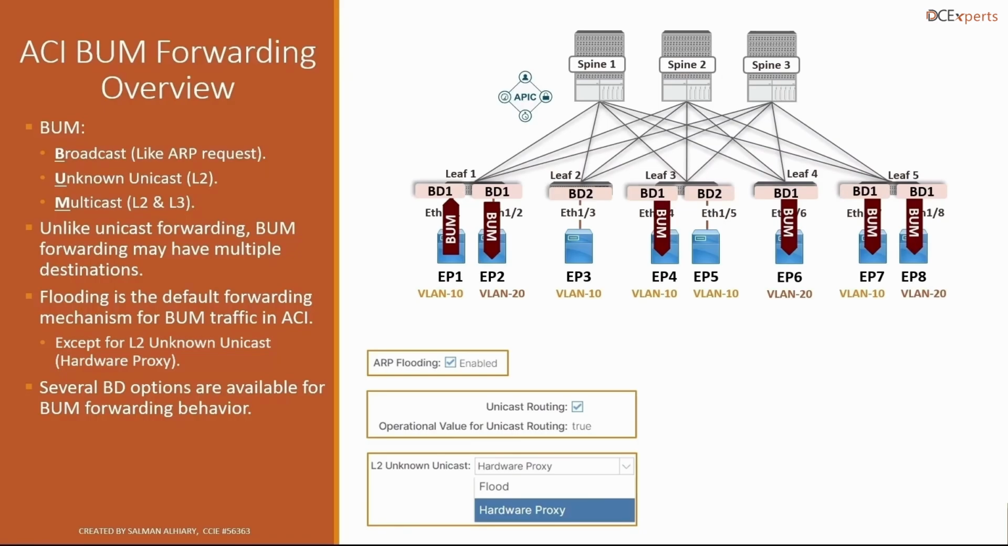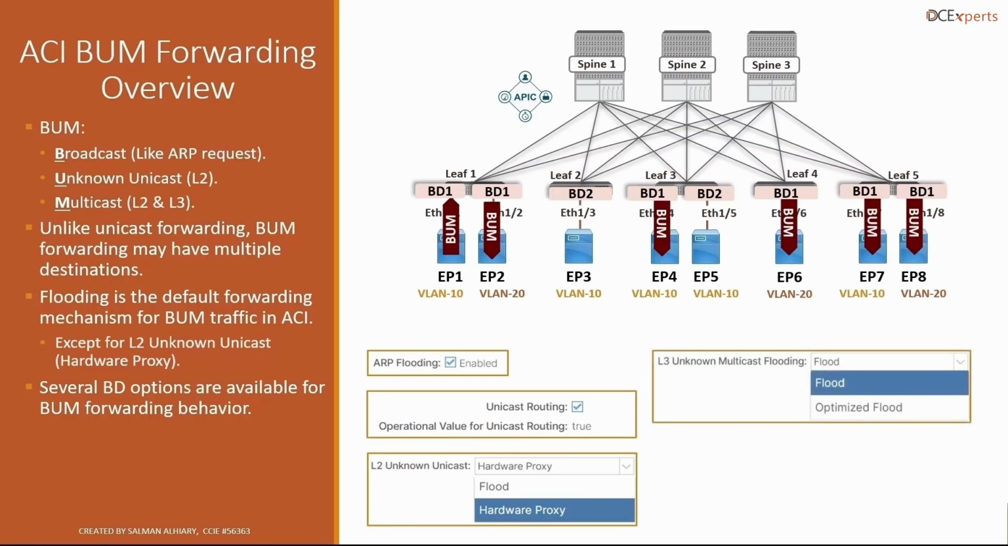Also, we have L3 unknown multicast flooding, which has two options, flood or optimized flood. This traffic type means the multicast source and its receivers are in different subnets, and the IP multicast group is unknown in the leaf IGMP snooping table, so it's L3 unknown multicast.